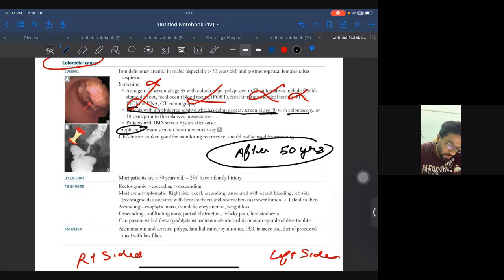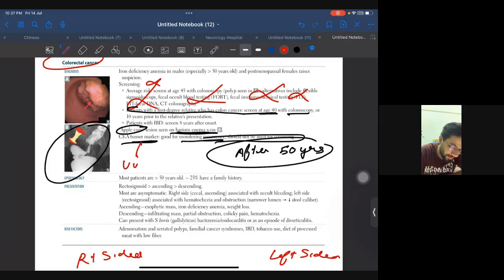Apple core lesion seen on barium enema. CEA tumor marker is good for monitoring recurrence and should not be used for screening. This question has been asked in UWorld so many times and even in NBME. CEA tumor marker is not the diagnostic marker. It is used for monitoring, not for diagnosis. This question has been asked again and again, so make sure you know.